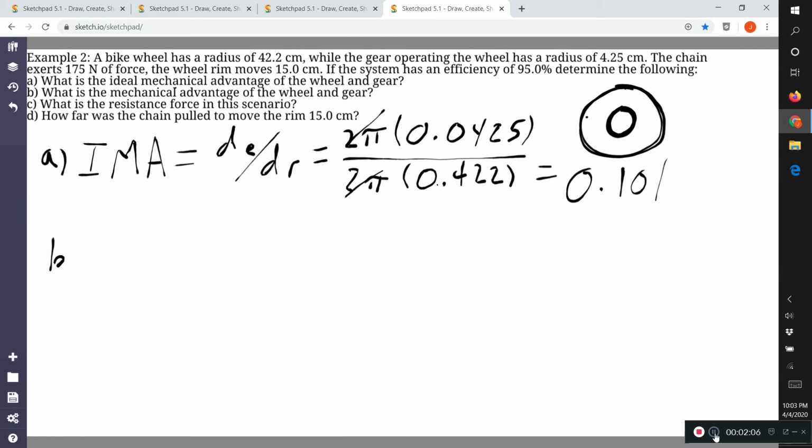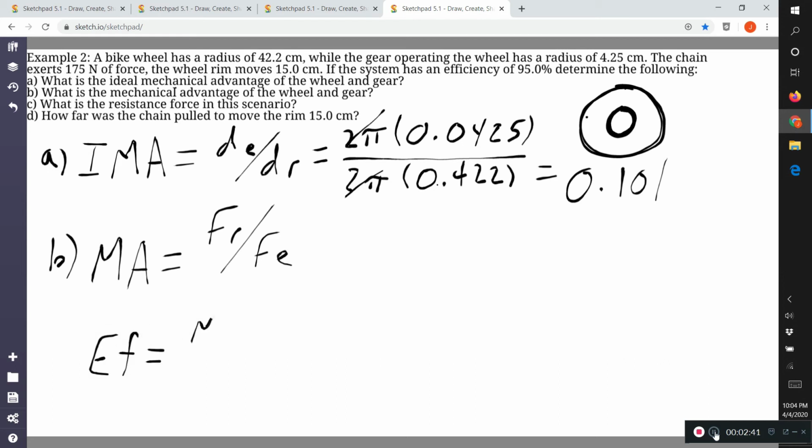So for part B, it wants to know the actual mechanical advantage of the system. Well, normally to do mechanical advantage, we do the formula resistance force divided by effort force. But that's not going to work in this case. We know the effort force. The chain has a force of 175 newtons, but we don't know the resistance force. So we need to find another formula that involves mechanical advantage. And since we know the system's 95% efficient, we can use the formula for efficiency, which is mechanical advantage divided by ideal mechanical advantage times 100.